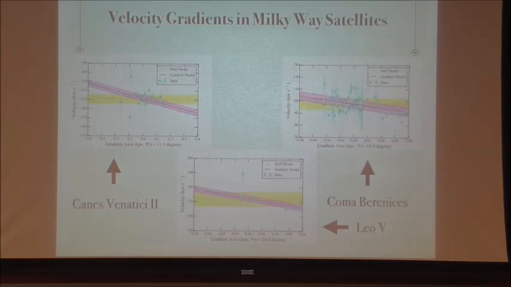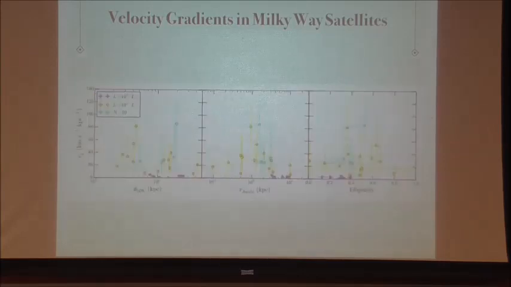So now the next part we wanted to do is to ask how the velocity gradients that we found compare to other indicators of tidal disruption. There are 3 that we looked at. The first is the distance to the Milky Way. Galaxies that are close to the Milky Way feel a strong tidal force, so they should potentially have a larger velocity gradient.